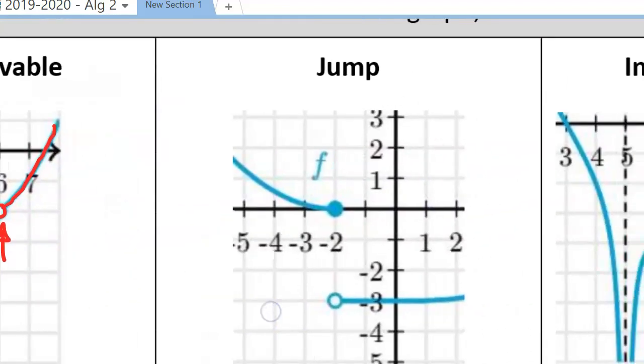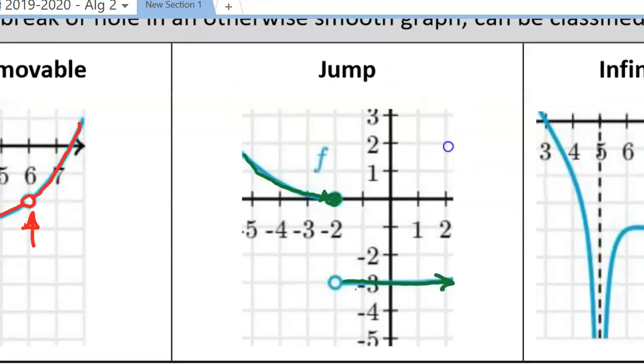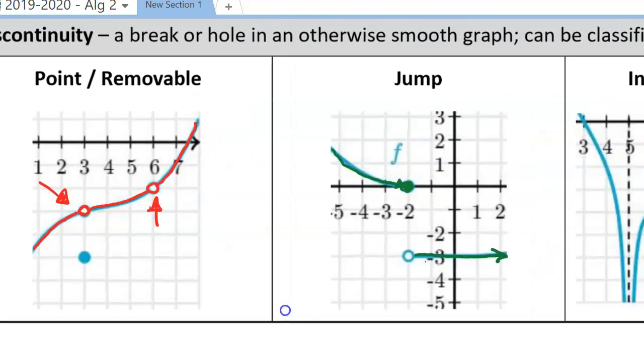All right, next, jump. Jump sounds exactly like what we see here. The graph is kind of moving along, just doing its thing, and all of a sudden either jumps down and starts continuing on, or it just jumps up and starts continuing on. Okay, the graph just kind of does its thing, and all of a sudden just switches gears and starts somewhere else.